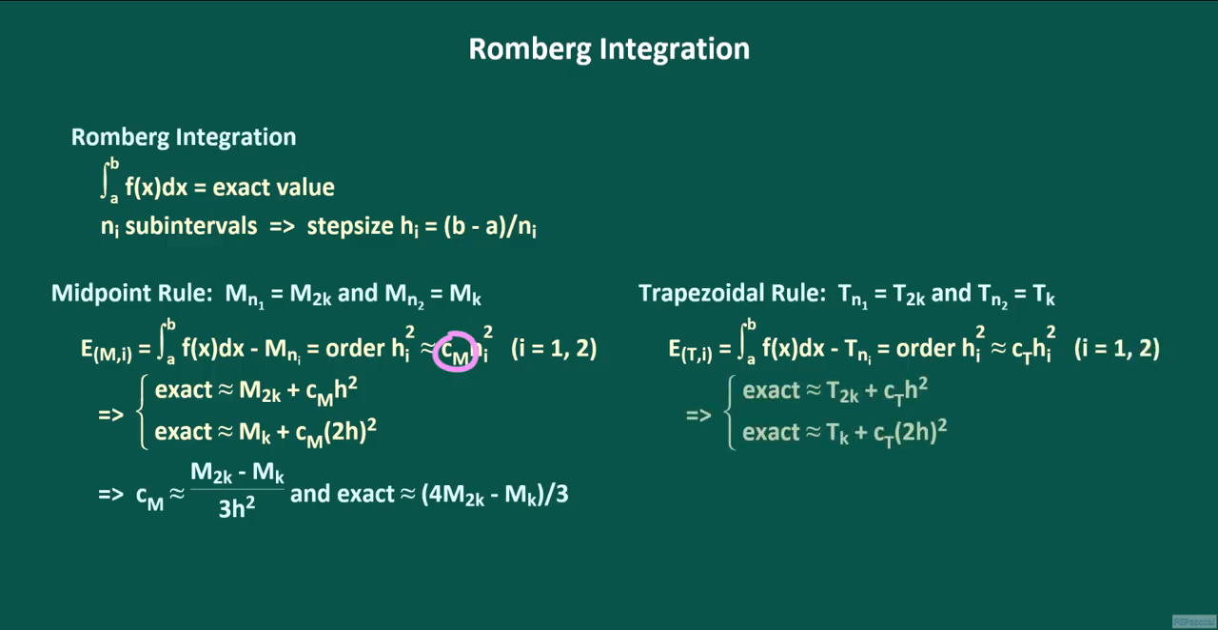We get similar equations for c sub t and the estimate for the exact value of the integral. So we should get almost the same set of formulas for c sub t and Romberg integration's improved estimate of the exact value of the integral.